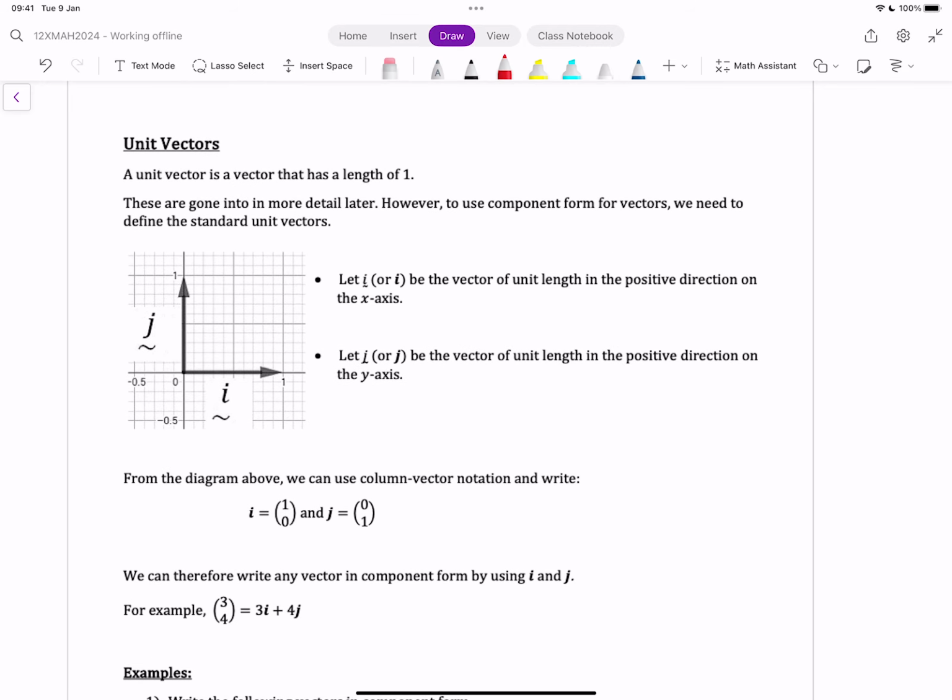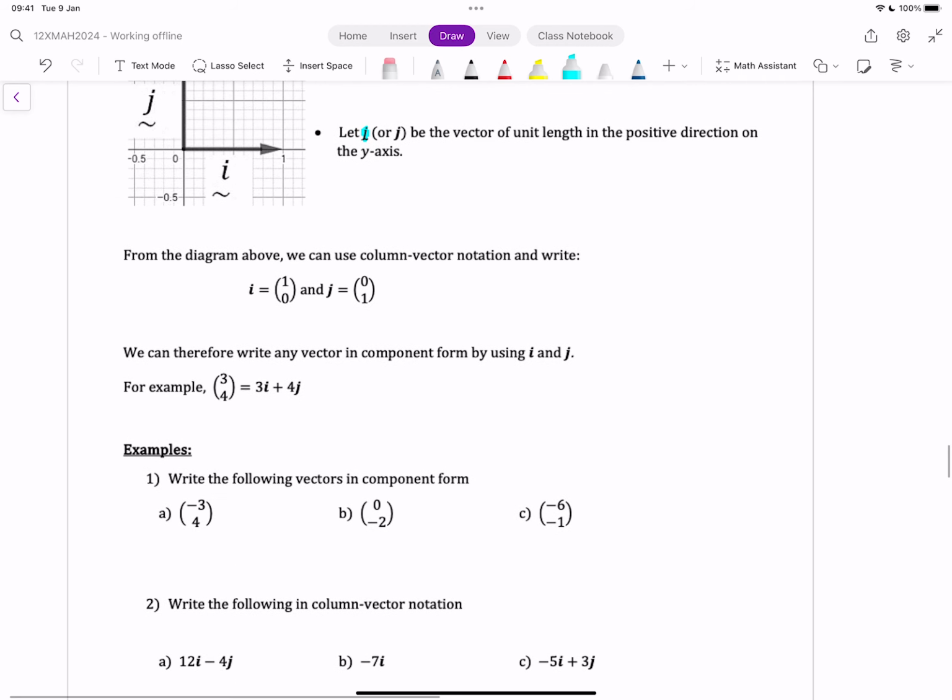Unit vectors. So we talked about this briefly in our definition. A unit vector is a vector with length 1. Now, there's an infinite number of unit vectors, but two particularly important unit vectors are i and j. In Extension 2, we have a third one called k, which is in the z direction. So, a unit vector is a vector of length 1. The vector 1, 0, so straight across the x-axis over to x equals 1, is what we call i. It's one of the standard unit vectors. Similarly, if we go up in the y direction by 1, we call that j.